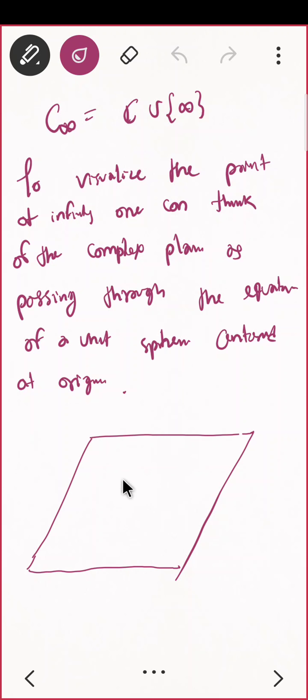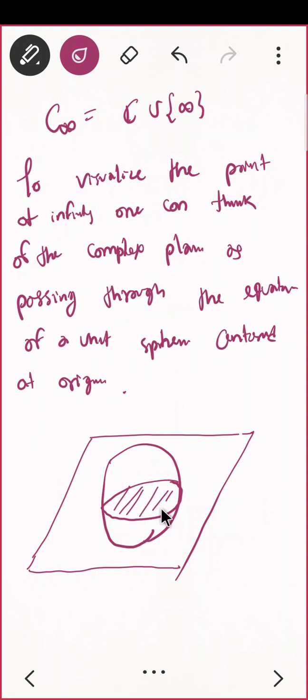Oh, so I lost it. I want to put a sphere where the equator is lying on my plane. This is the equator, and that is lying on my complex plane. Okay. So now what is my claim? What do I want to do?